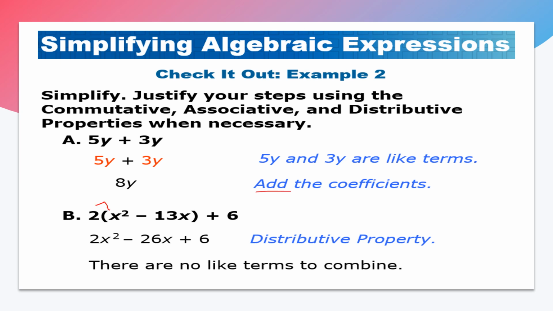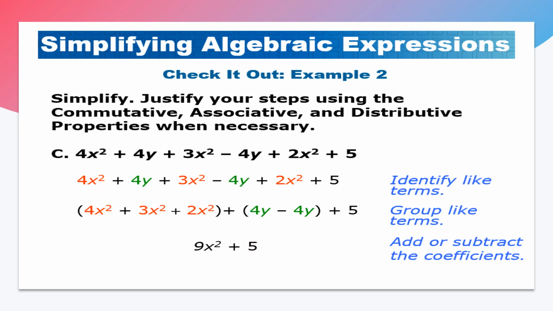So, when we distribute, we multiply the monomial to the terms inside the parentheses. So, we have 2x squared minus 2 times 13x, which is 26x, plus 6. There are no like terms to combine, so this is your final answer. Let's move on. Now, we have here another example.